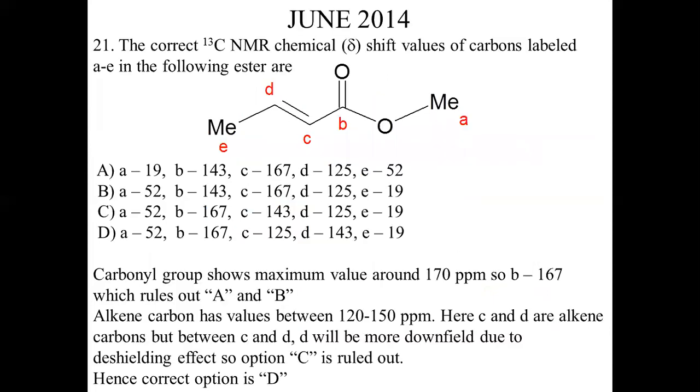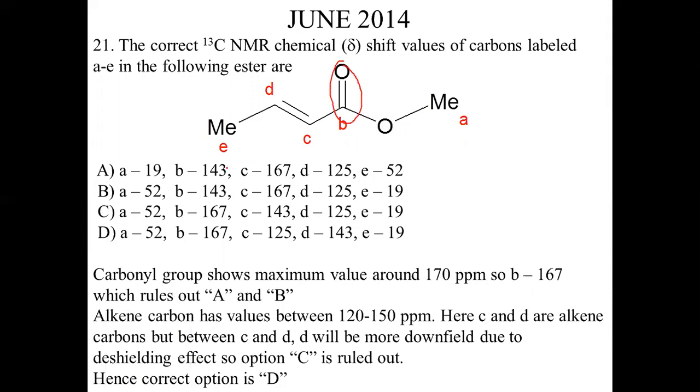This is a C13 NMR. Now the last question is from June 2014. Here you have the correct C13 NMR chemical shift values of carbons labeled A to E in the following ester. When you look at this, first thing is you look for the carbonyl one. And you know for carbonyl, it has to be around 190 region.